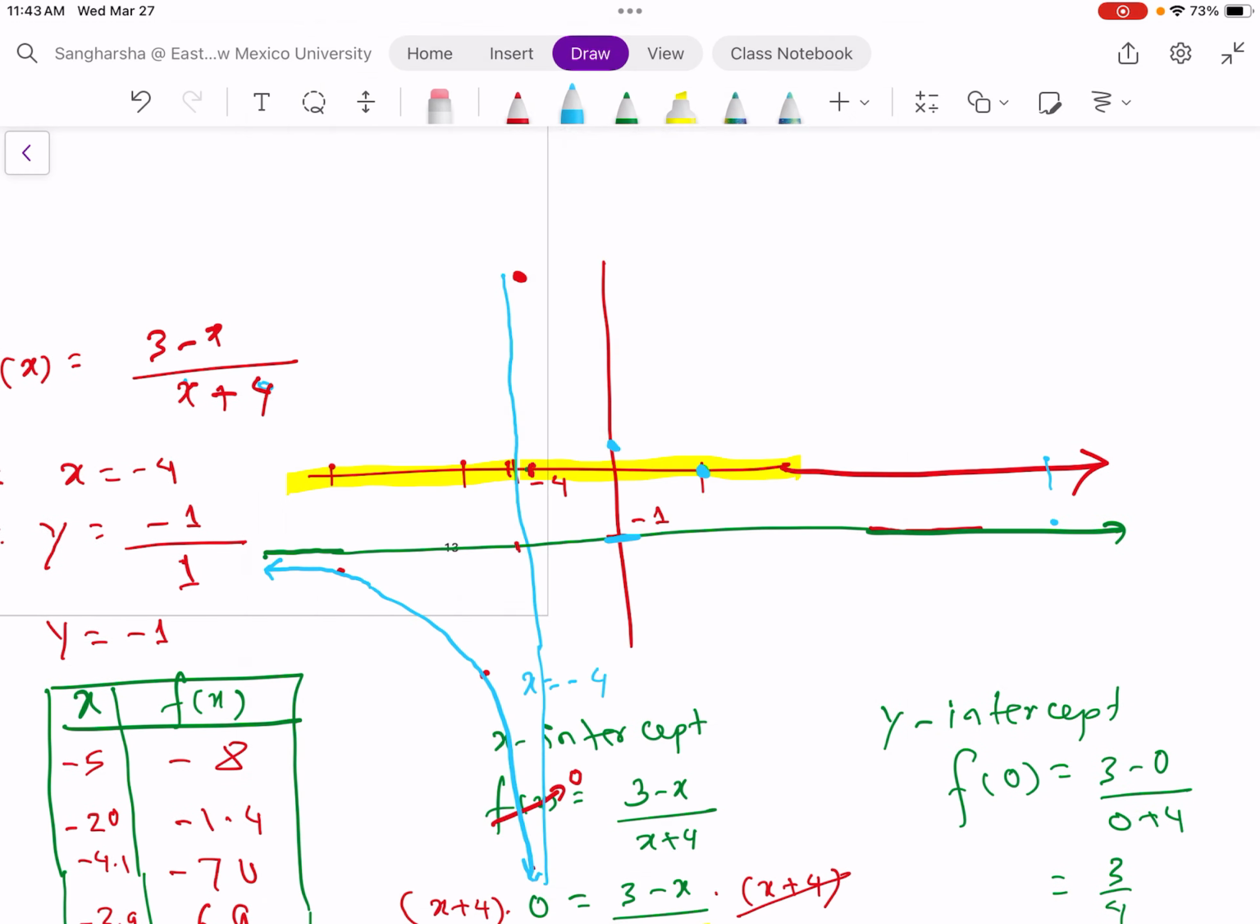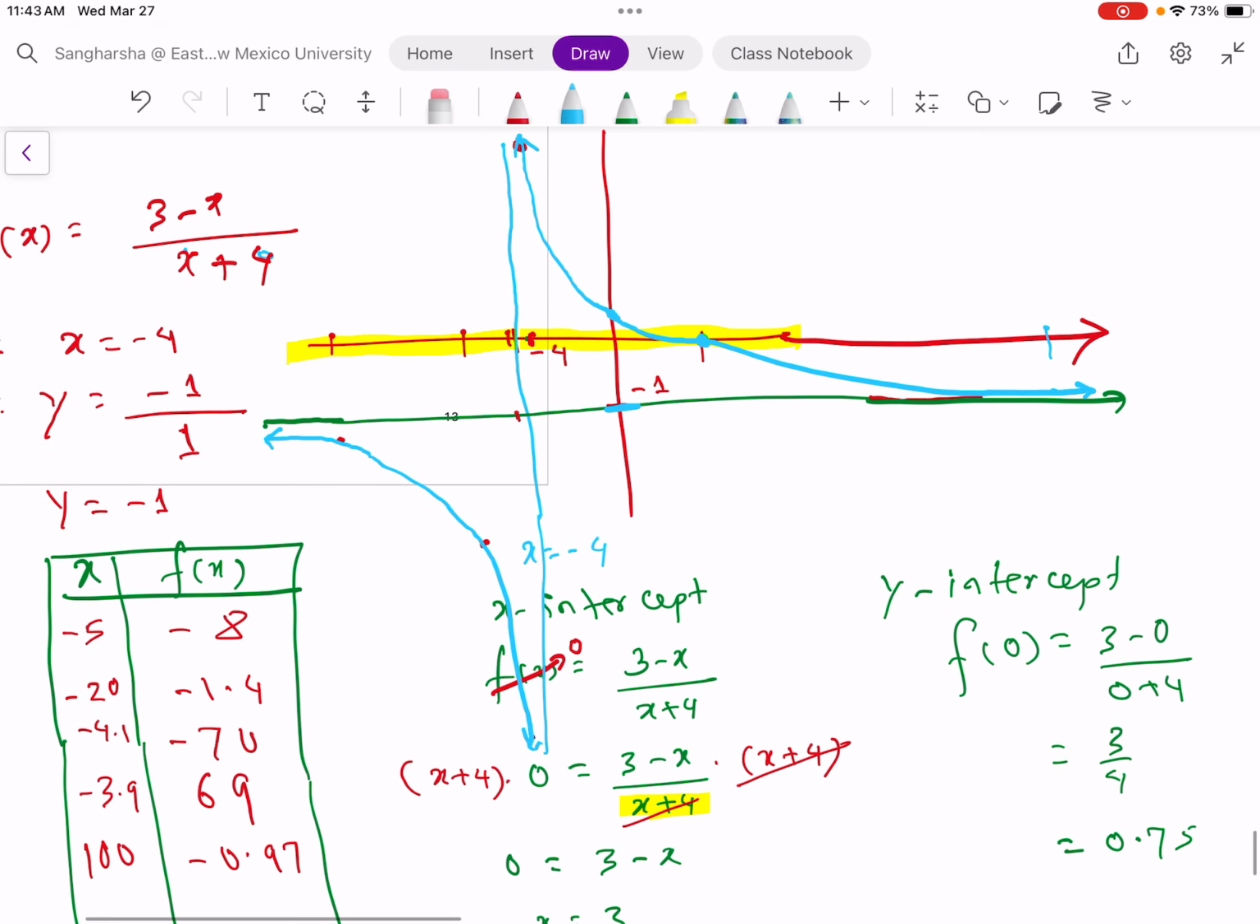So the graph goes all the way up. It crosses the y-axis at 0.75. It touches the x-axis at 3 and goes all the way right without crossing this horizontal asymptote. Once you have the horizontal asymptote, you need to choose extremely small or extremely large numbers, then it will be clear and you can get the clear graph here.